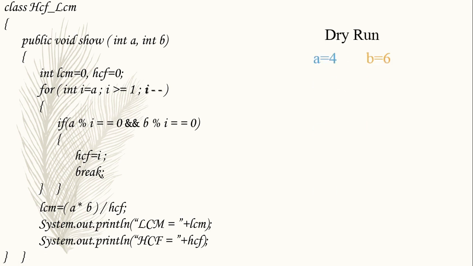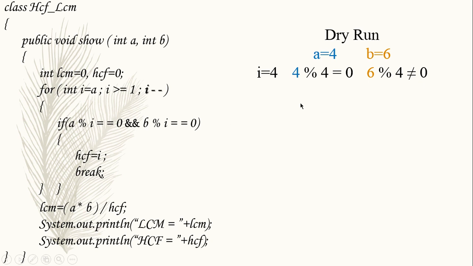So let us see an example. Suppose I have taken the value of a as 4 and b as 6. Then what will be the execution? My loop begins with the value of a, that is 4, and now the condition is checked, that is, if the remainder of 4 and i is 0 and the remainder of 6 and i is 0. No, that is not the situation, because 4 is divisible by 4 but 6 is not divisible by 4. So the overall result is false, hence this part won't execute.